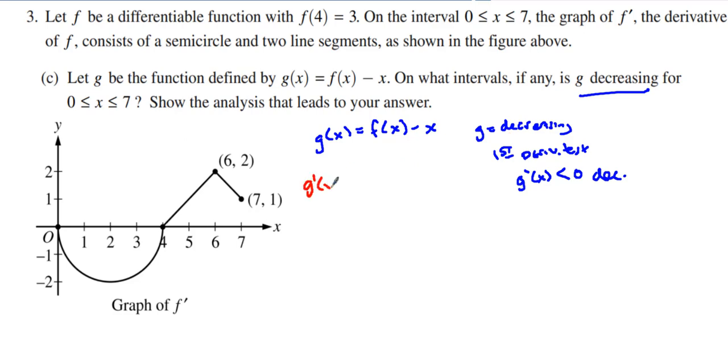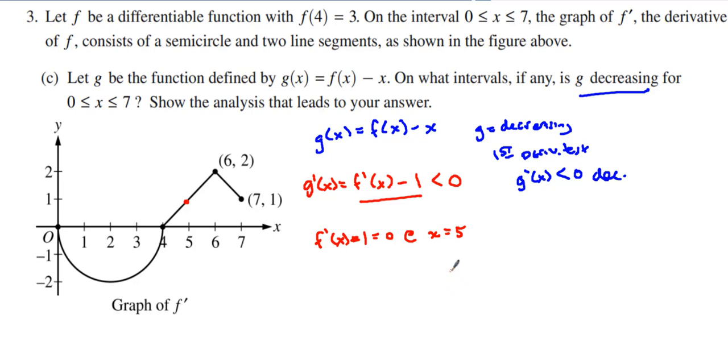G prime of x equals f prime of x minus 1. Okay? And I'm seeing when is this less than 0? Okay? And so remember, this is a graph of f prime. So when is f prime minus 1 less than 0? Well, I know when f prime of x minus 1 is equal to 0 is right here at x is equal to 5.